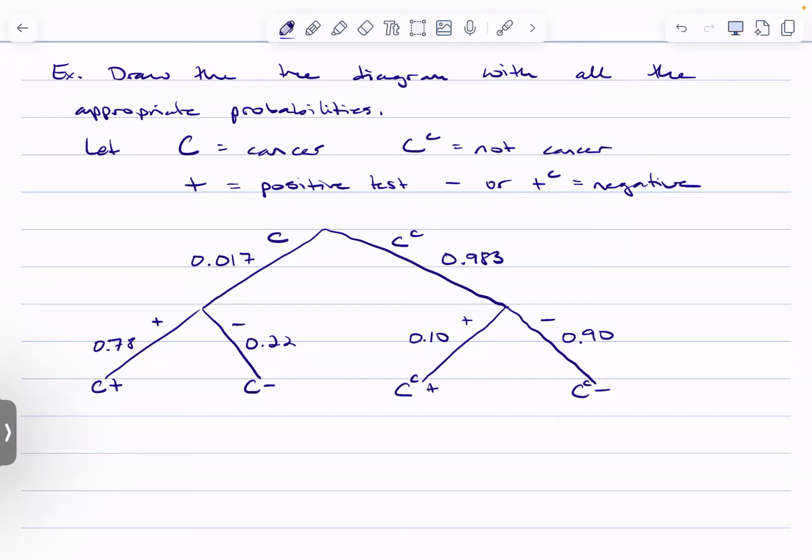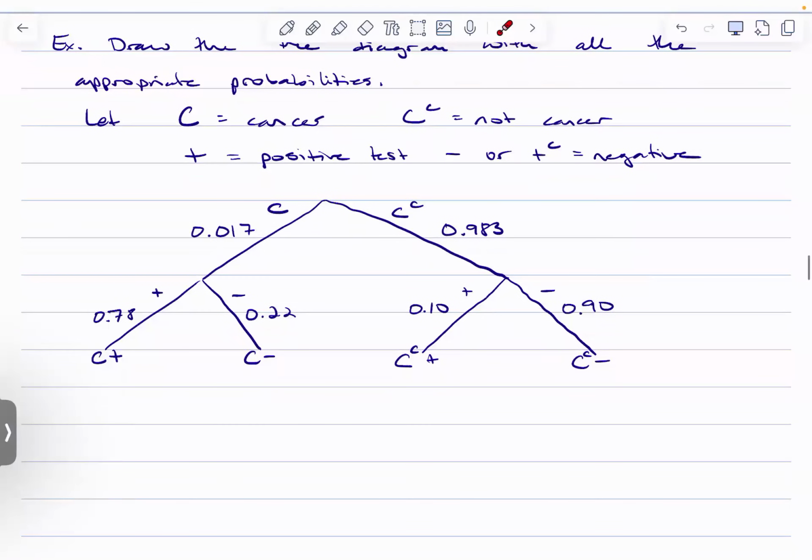The last thing that I want, when I say with all the appropriate probabilities, is the probability at the end of each branch. I want you to do that just so that you can check that they all add up to 1. That's a good way to make sure that you set up your tree so that it's working. And so here, if I go down each branch, 0.017 times 0.78, and try not to round. In this case, I get 5 decimal places. I think that's pretty reasonable to write down.